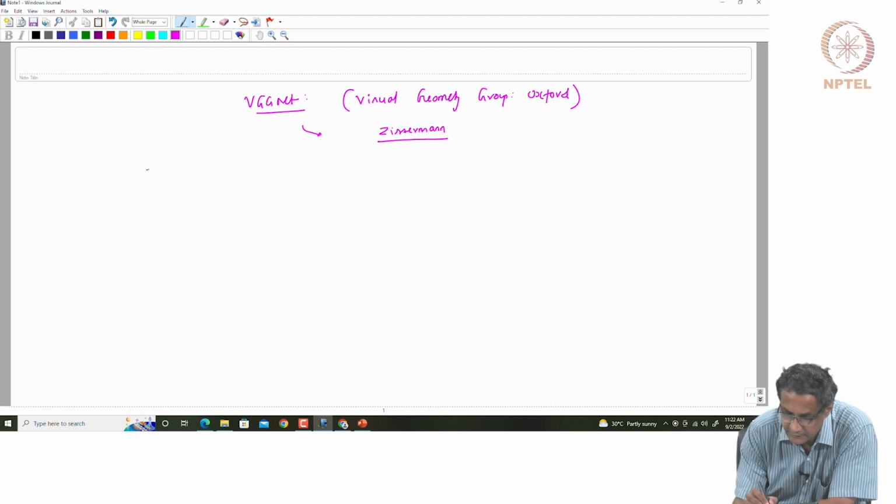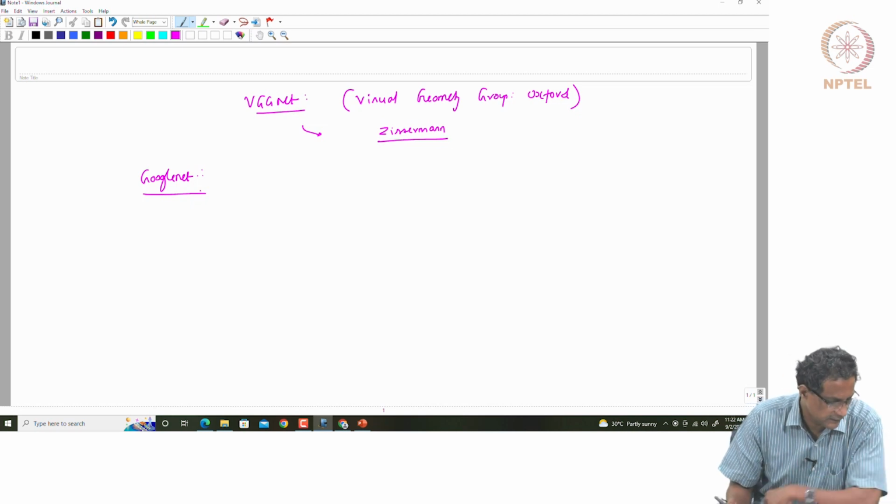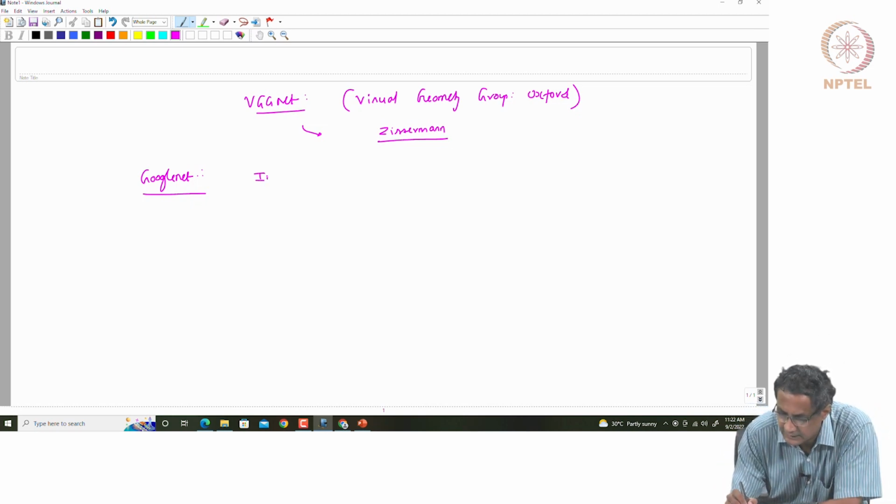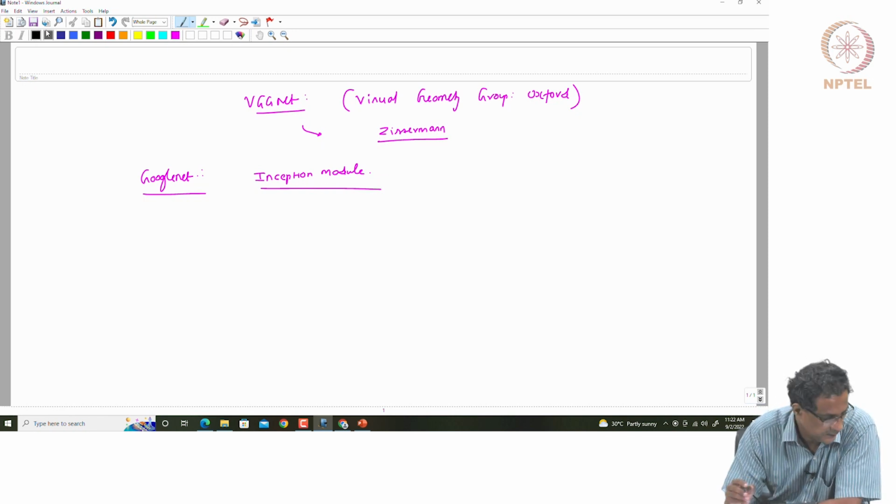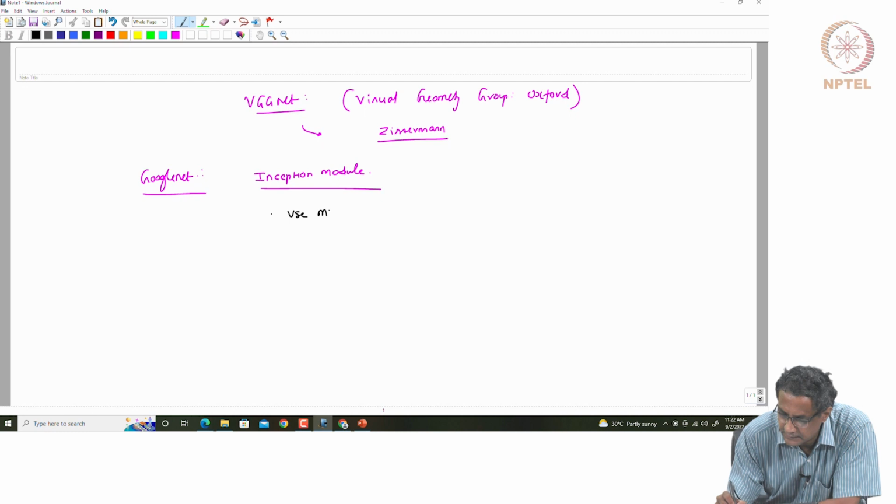So if you think about GoogleNet, some of the main things I'll just write down. One of the key ideas was this Inception module. I'll write it and then I'll explain what it does. So the idea is to use multiple filter sizes in parallel.